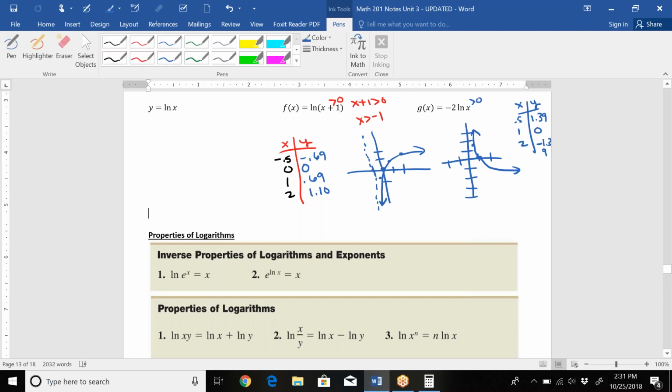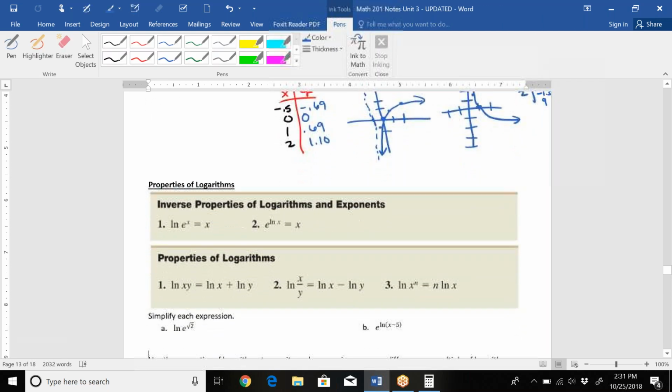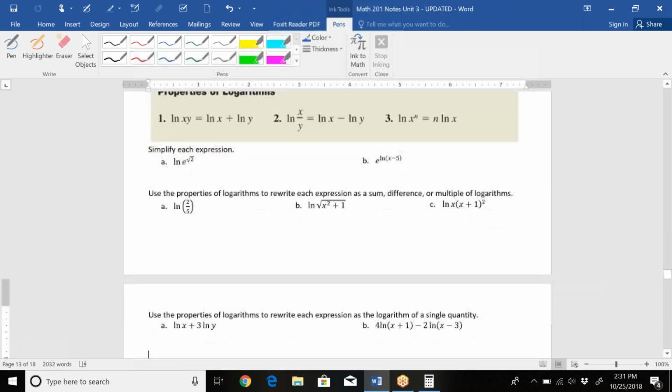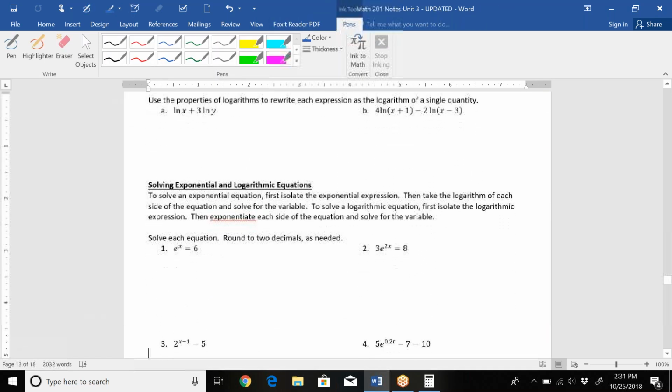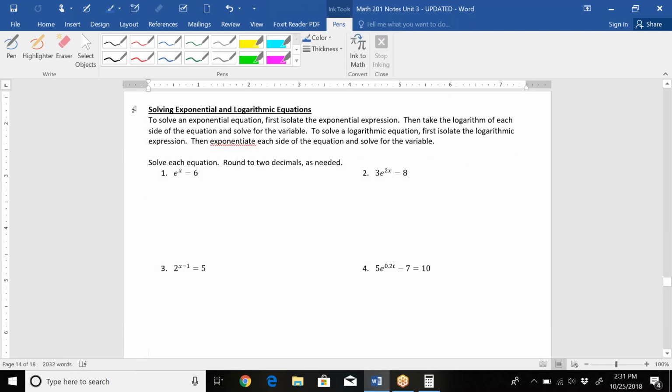Okay, so we went over the inverse properties and the properties of logarithms. We did all of those examples. We did all of these. And then I left us just the evens on the solving part. So let's start with this first one over here, number 2. Oh, I don't know why that graph went with us. We will get rid of it.